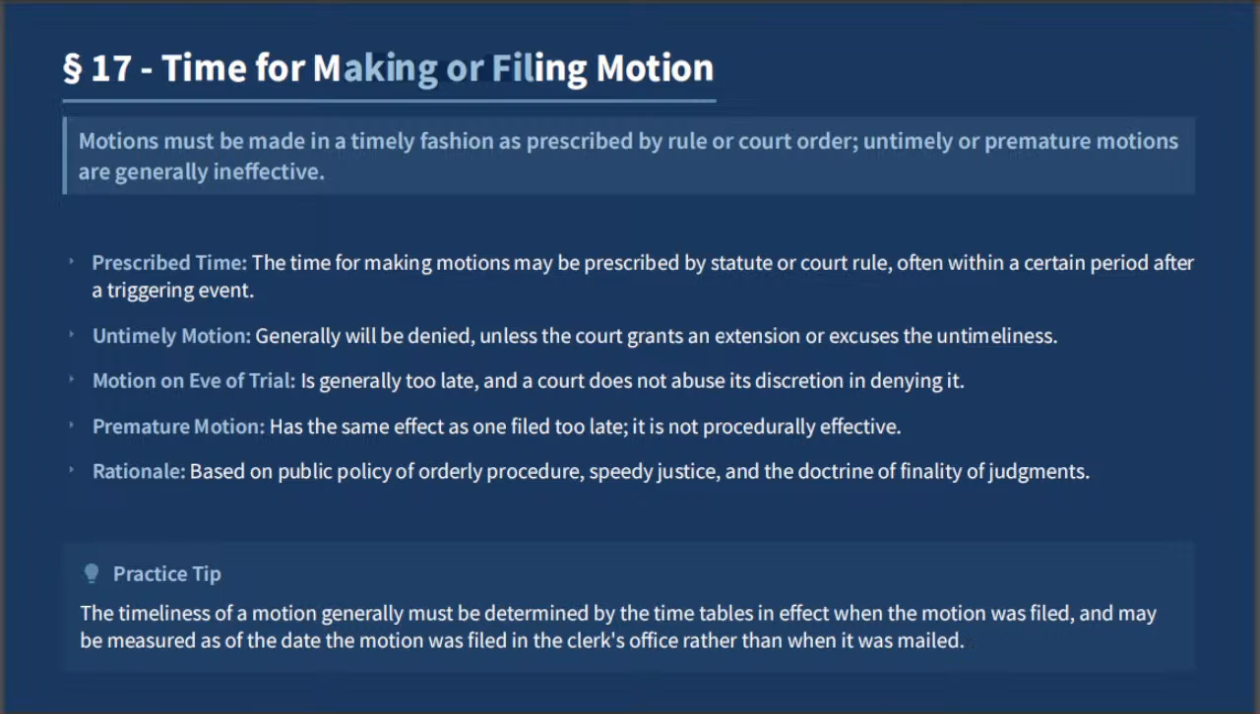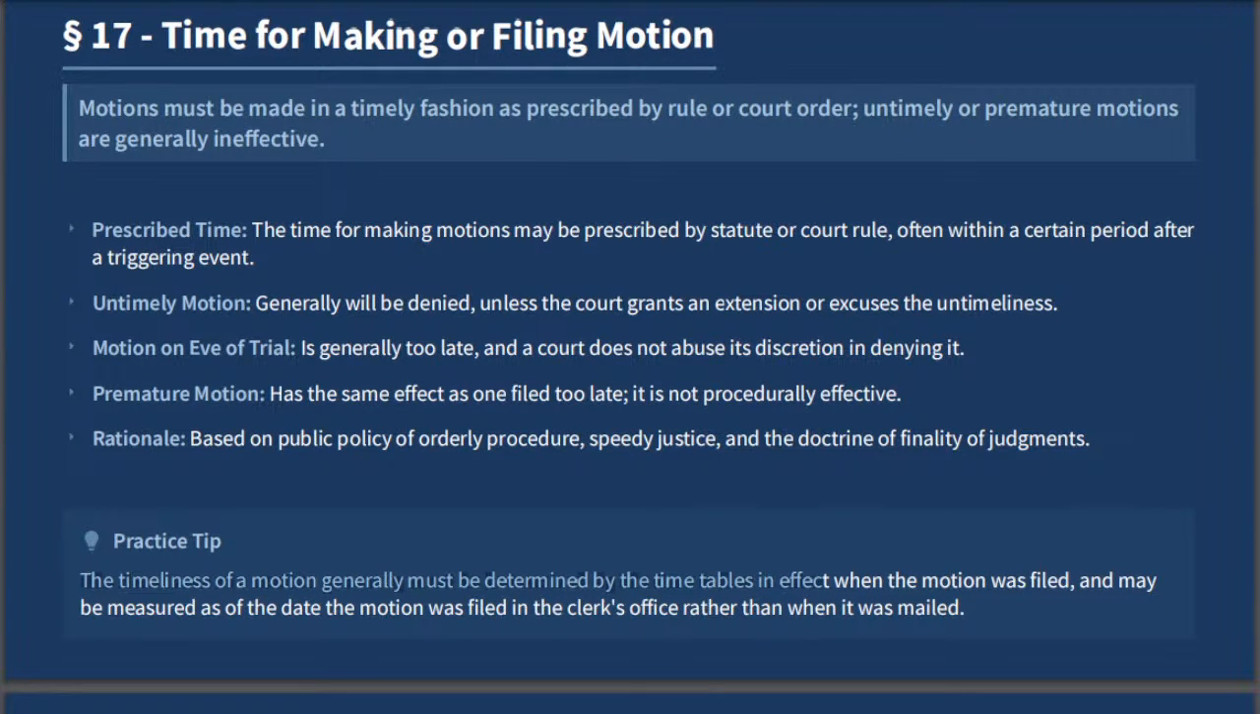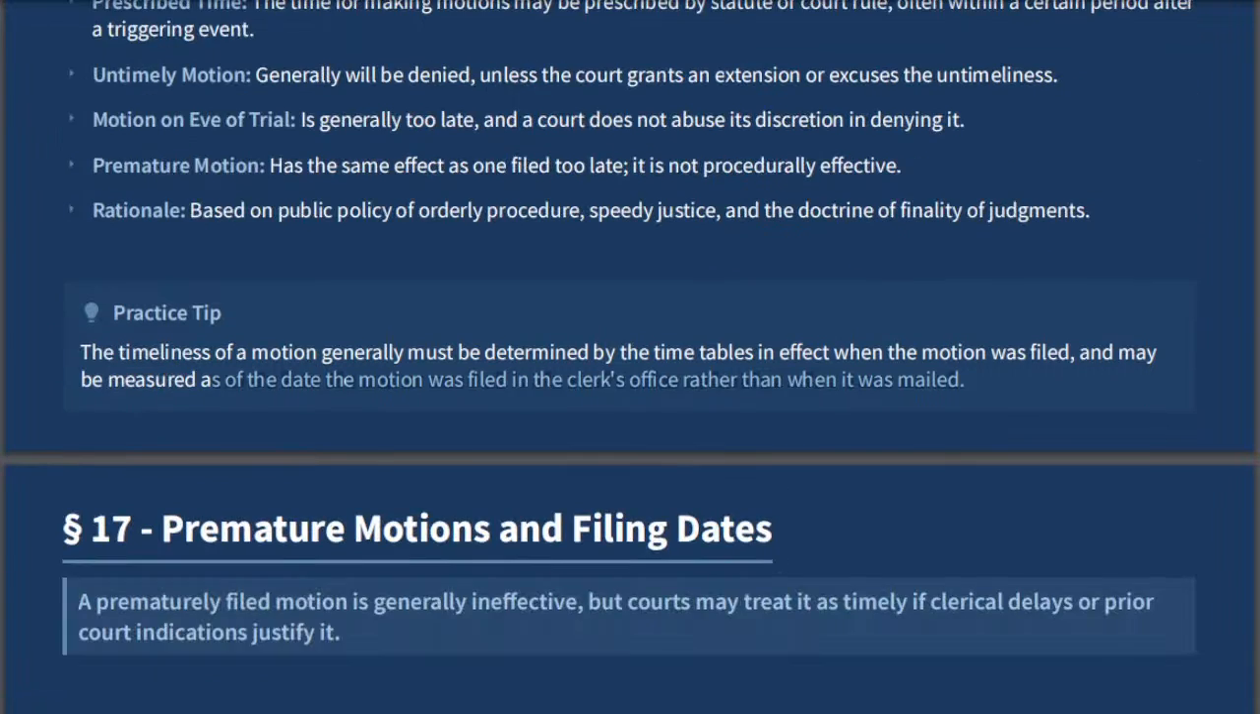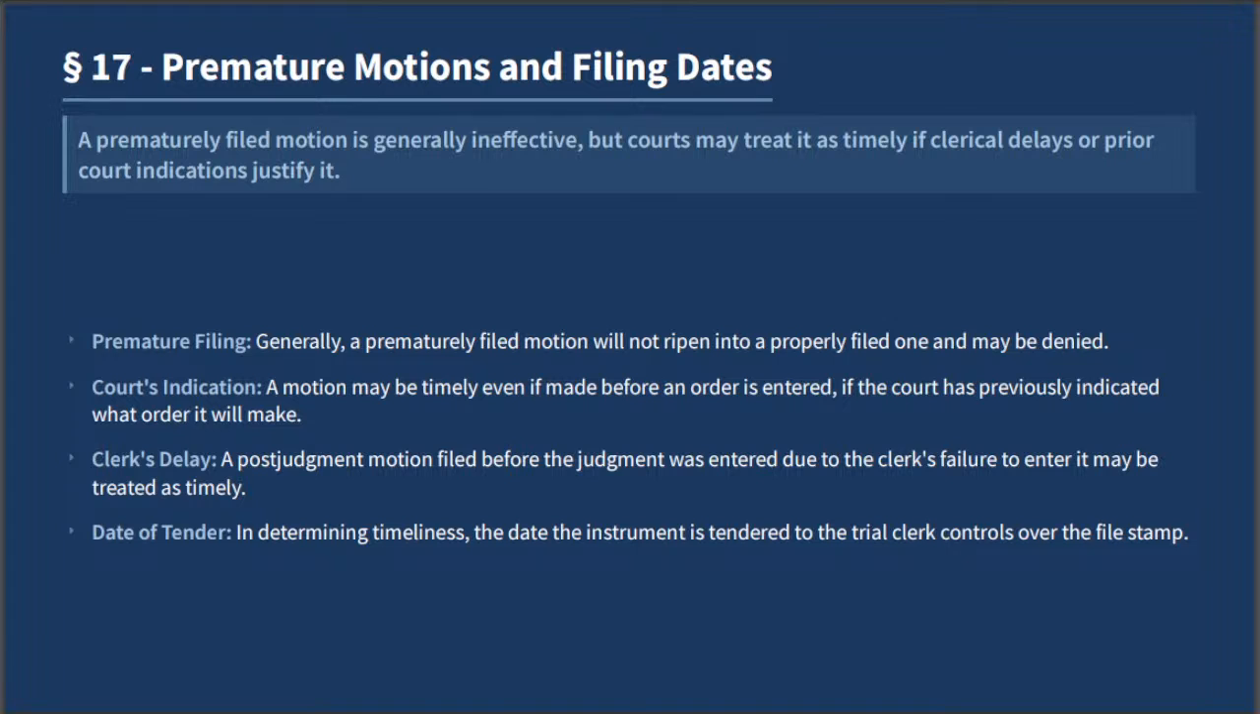So there's a rationale for filing in a timely fashion. Our practice tip: the timeliness of a motion generally must be determined by the timetables in effect when the motion was filed. It may be measured as of the date the motion was filed in the clerk's office, rather than when it was mailed, depending on your jurisdiction. And we're on to premature motions and filing dates. A prematurely filed motion is generally ineffective, but courts may treat it as timely if clerical delays or prior court indications justify it.